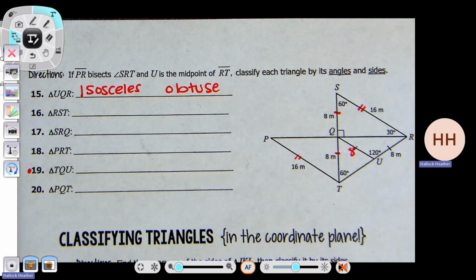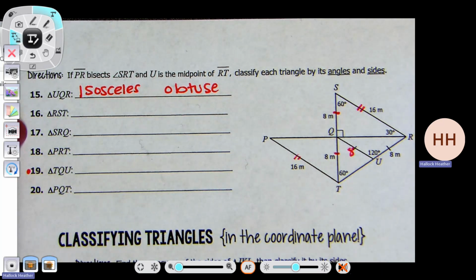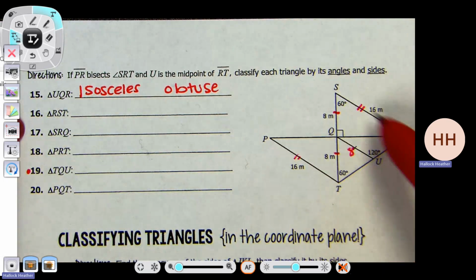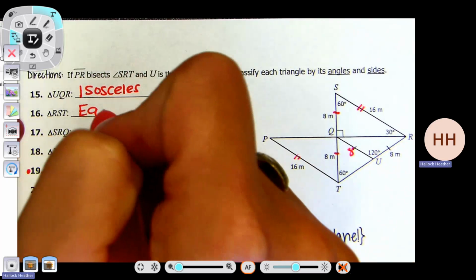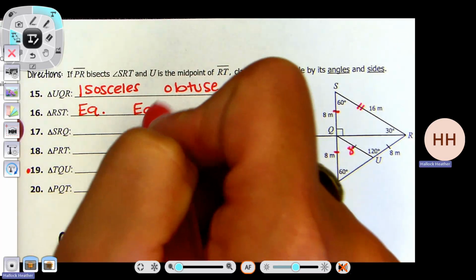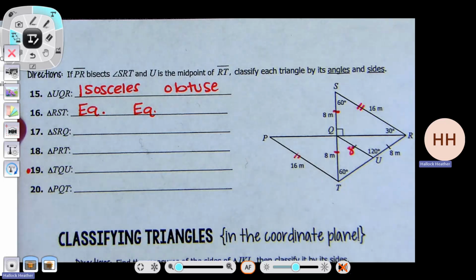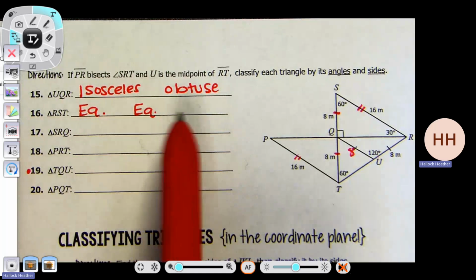Okay. Let's start talking about these. Are we done with them or do we need another minute? Keep going. Okay. So 16, if you're talking about RST, what kind of triangle is that? Equilateral and equal angular. If it's equal one way, then it's equal the other way. Equilateral and equal angular go together, so I'm just going to put EQ because I don't want to write that out.